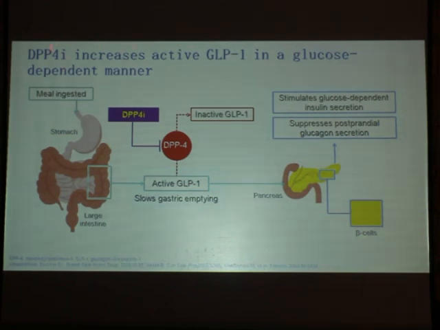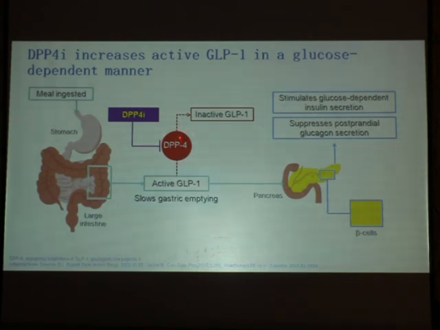So DPP-4 inhibitors increase active GLP-1 in a glucose-dependent manner. This is very important to understand. This is the second most important slide. If you have understood these two slides, the crux of the entire talk has been taken. So, meat is ingested, goes to the stomach, and then there is active GLP-1 which is liberated from the ileum and jejunum, and it slows gastric emptying. Apart from that, it goes to the pancreas and does the job which I just explained.